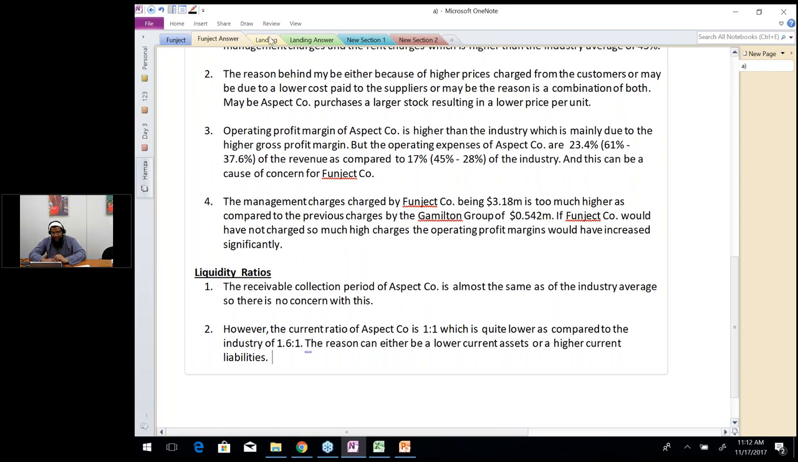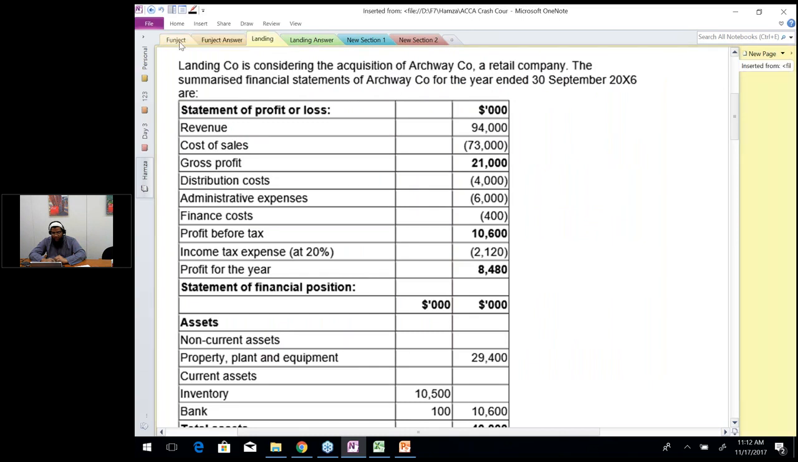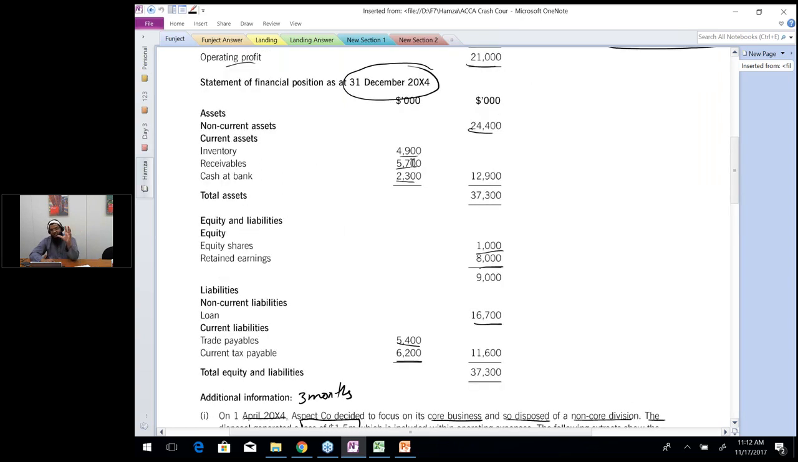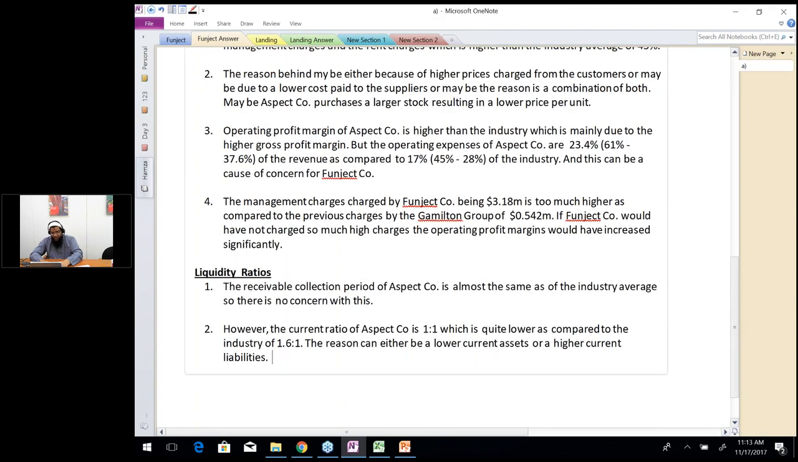Moving towards the question, I would say that receivables are more or less the same because the receivable days are the same, and the cash of 2300 is sufficient enough. We don't need too much cash in our balance sheet. So maybe the reason is a higher current liabilities. So I can say that the reason can either be a lower current assets, and I'm writing other than receivables because the receivable days are more or less the same. So that is why the reason behind lower current assets may be receivables.